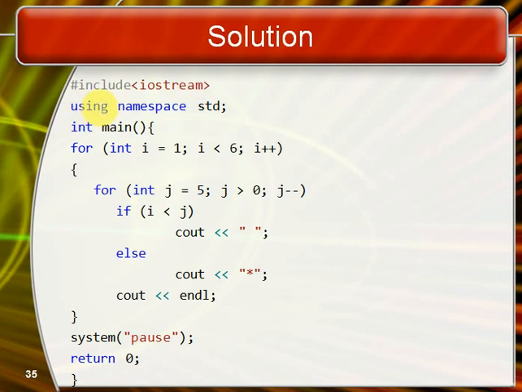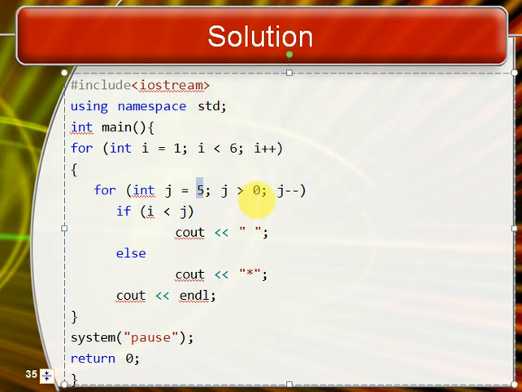The program has the preprocessor directive, then namespace, then the main function, with the outer loop iterating from 1 up to 6, and the inner loop being controlled in reverse direction, that is from 5 down to greater than 0. The inner for loop contains two instructions, that is if and else. If-else is a bi-block structure.